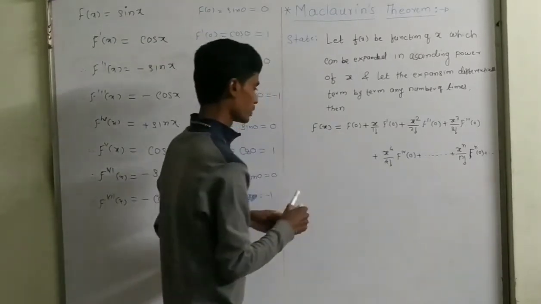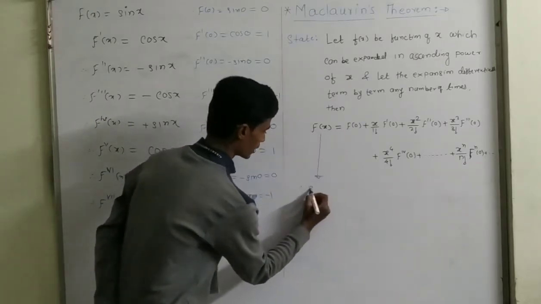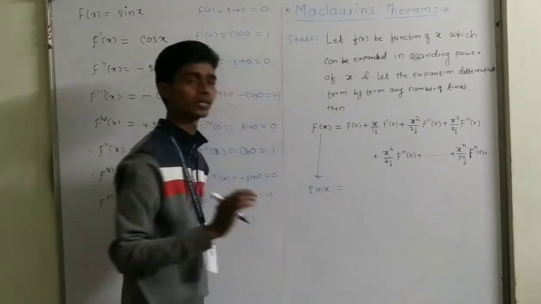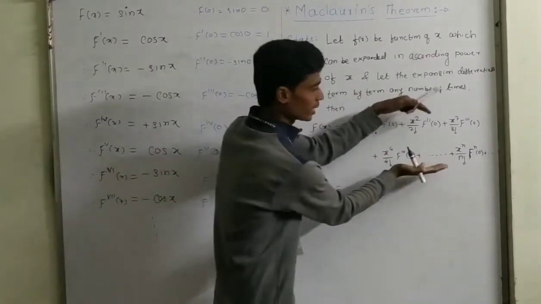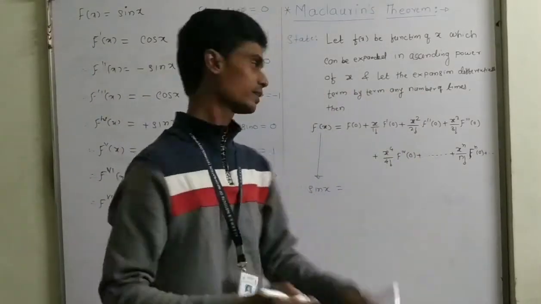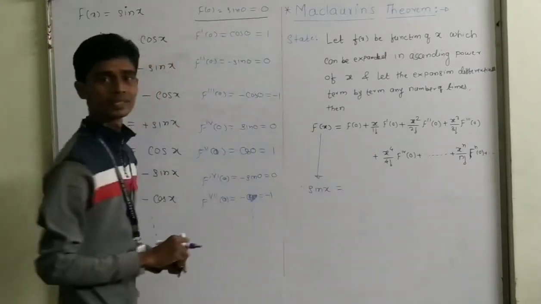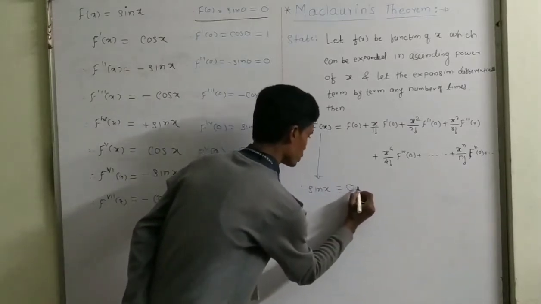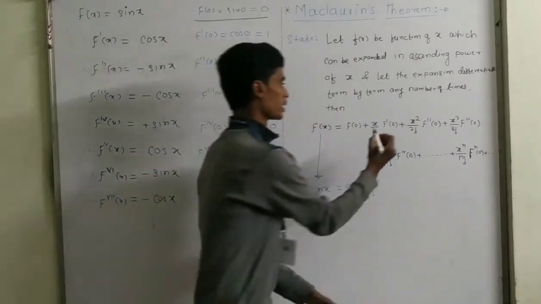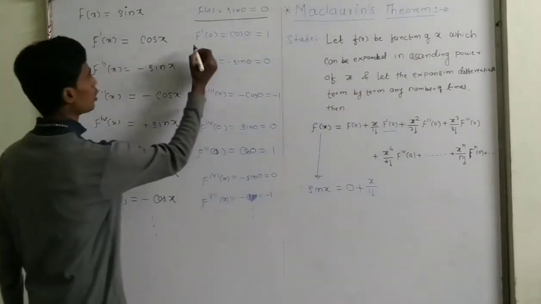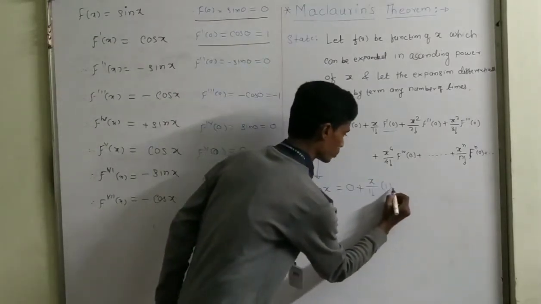So just putting the values in this theorem, come back here, we just put the values. We know what our function is: f of x is nothing but sin x. Clear? Just putting these values of the derivatives in this statement, we get the expansion of sin x. So what is the value of f of 0? Look here, f of 0 is 0. So this becomes 0 plus x upon 1 factorial times f dash of 0. Look here, the value of f dash of 0 is again 1. So we put this value of f dash of 0 as 1.